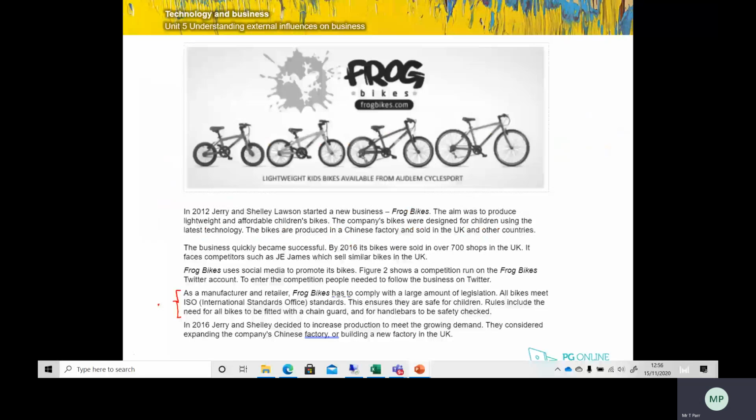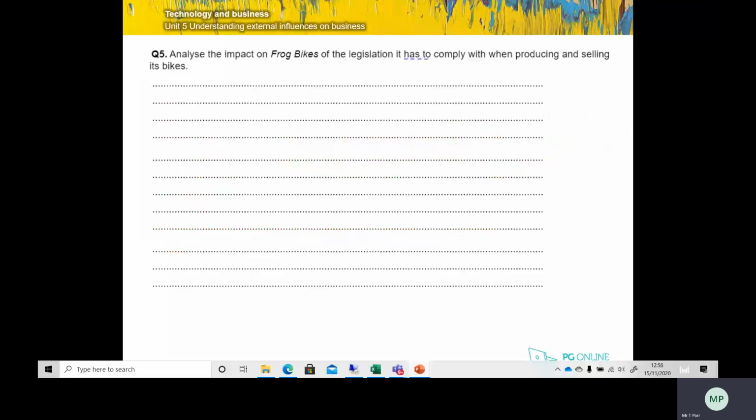Handlebars need to be safety checked as well. That's going to mean more time for an employee to check it and tick off and make sure it meets a certain standard. If it doesn't, it has to be fixed. So, analyze the impact on frog bikes of the legislation it has to comply with when producing and selling its bikes.